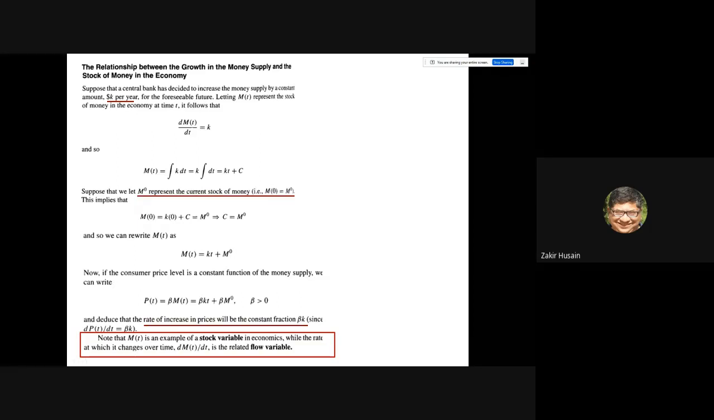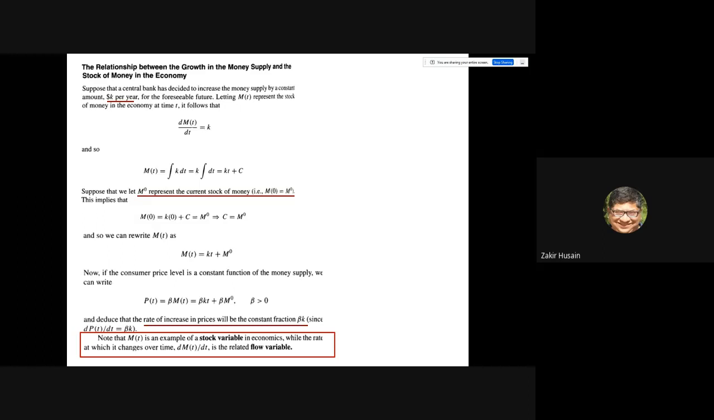Okay, now we look into a macro relationship. We have growth in money supply and the stock of money. Remember, I told you that integration has 3 important functions. One is to get the total from the marginal function, and the second is the relation between stock and flows. So suppose a central bank decides to increase money supply by a constant amount, K per year, for, let us say, the next 10 years.